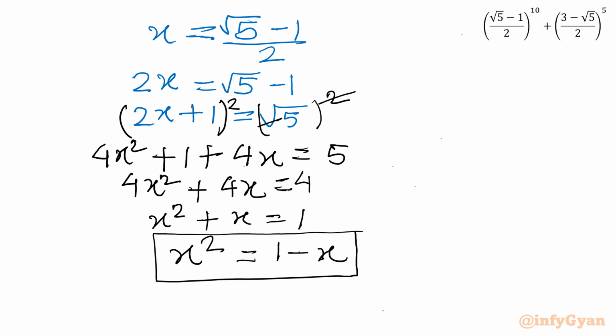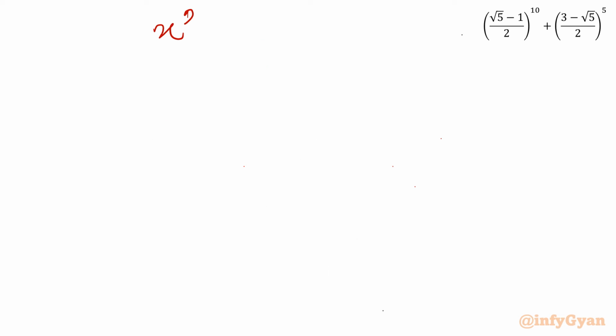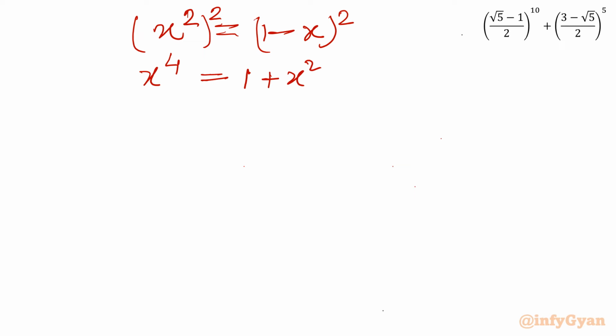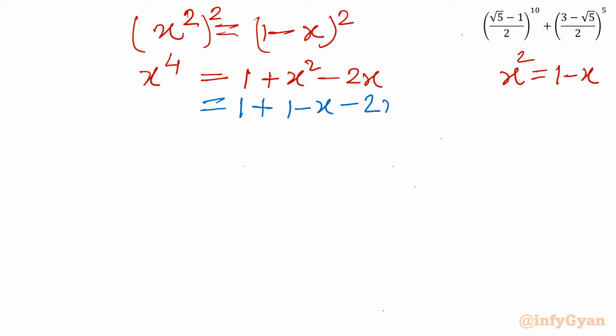Now the target is x^10. Again, I will consider squaring. So I will write x² equals (1 − x), whole squared. Left hand side will be 2 times 2, that is 4, equal to (a − b)². So 1 + x² − 2x. Now we have already calculated x² is 1 − x. Let's plug in this value here. So I will write 1 + 1 − x − 2x. So it will become 2 − 3x. And this is nothing but our x^4.